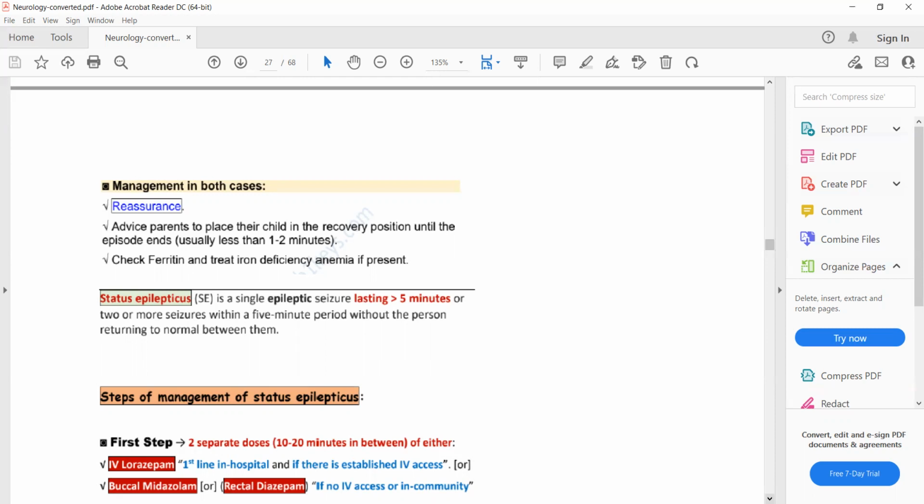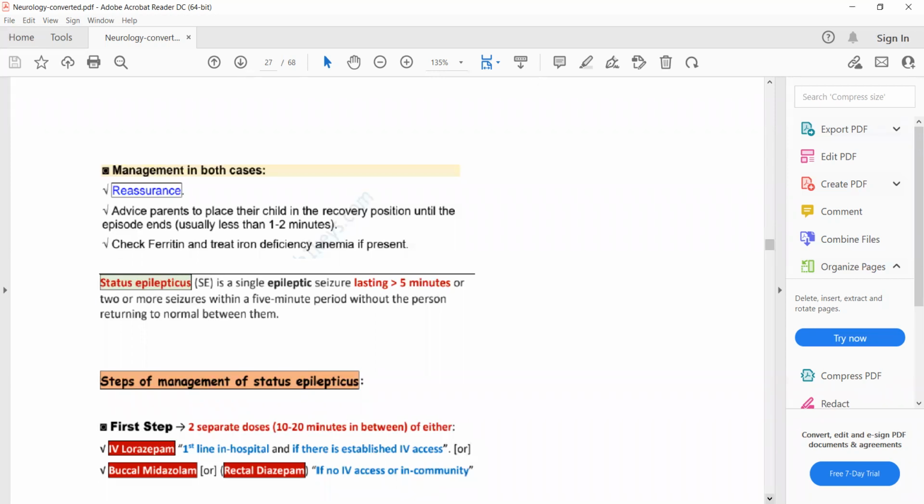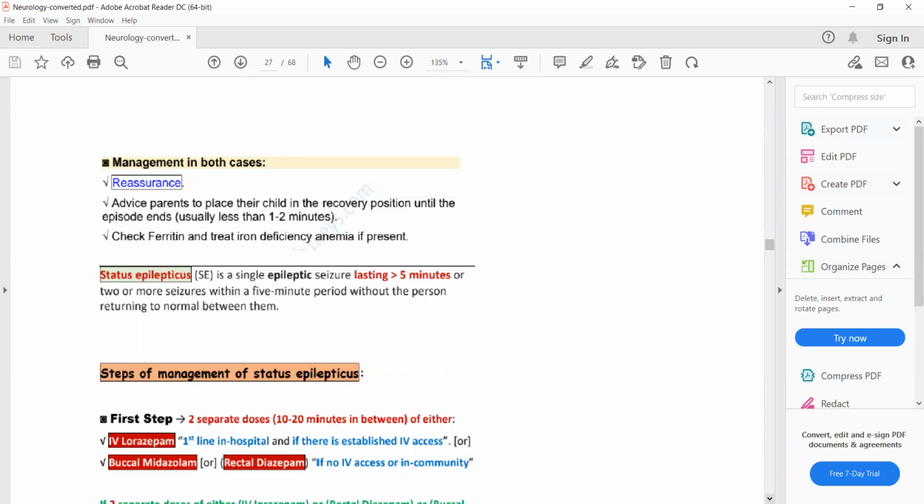What is the management of status epilepticus? First line management is IV lorazepam. If the patient has an IV access or if the patient is in the hospital, then the first line treatment is IV lorazepam. And if there is no IV access or the patient is in the community, then buccal midazolam or rectal diazepam are our first line treatment for status epilepticus. Remember that two separate doses will be repeated for the first line management.